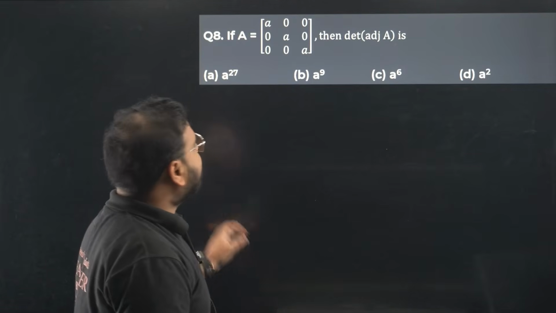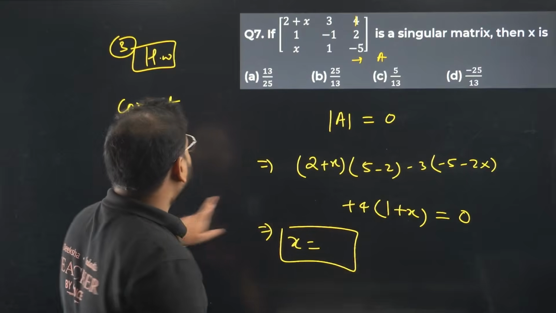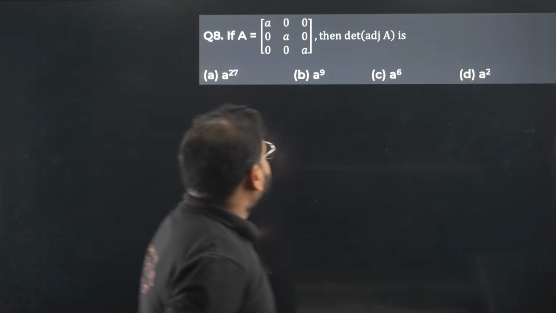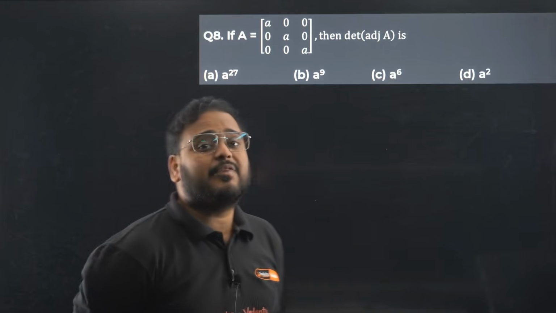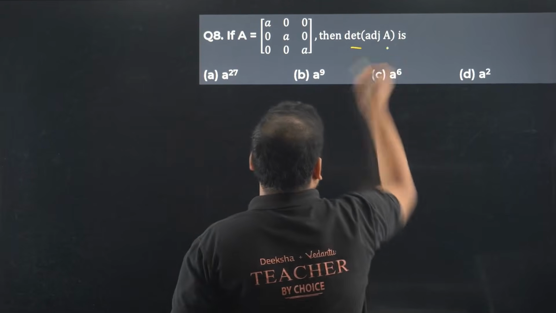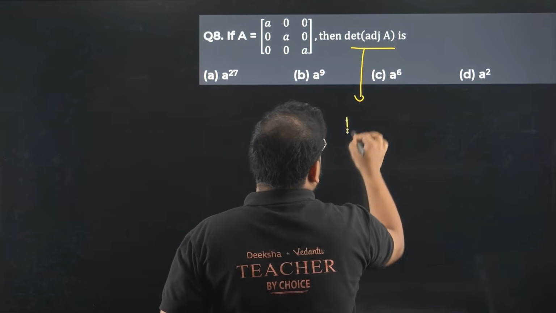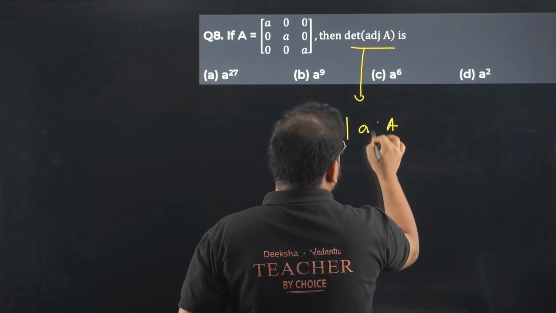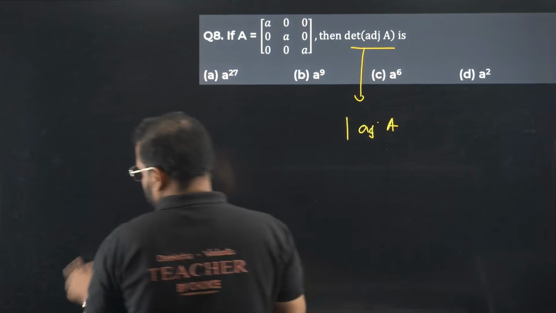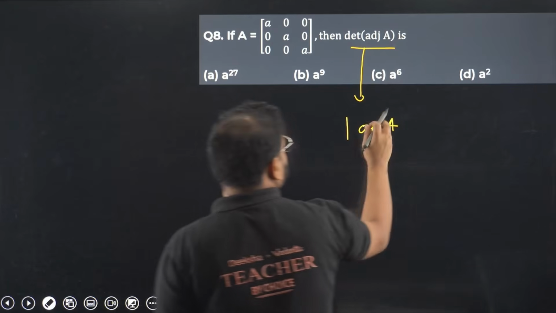Question number 8 now. This is clear. You can do it. If A equals A 0 0, 0 A 0, 0 0 A, what is the answer for determinant of adjoint of A? We know that very well. Determinant of adjoint of A, excuse me, 1 second, I made a mistake while writing.